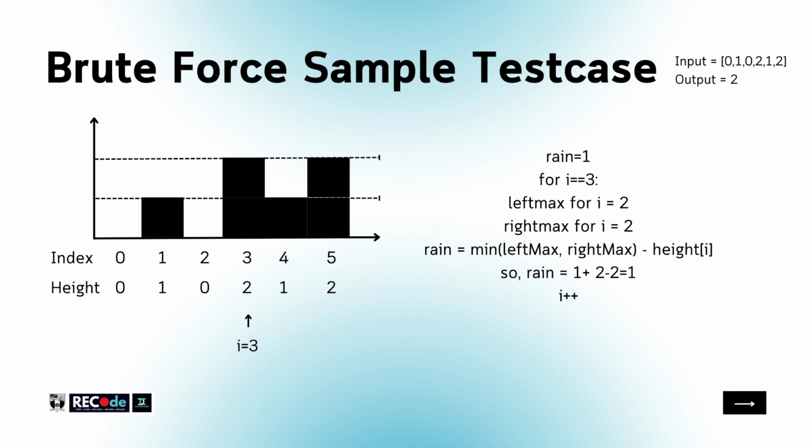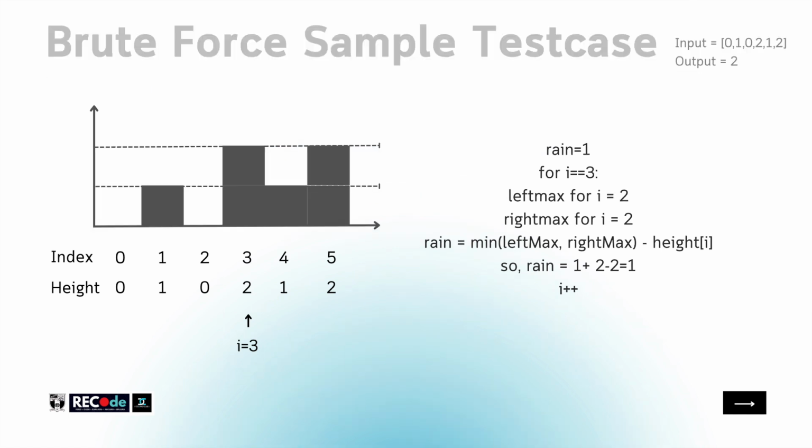Now rain's value is 1. For I equals 3, after incrementing I's value, we are now at index I equals 3. For this, left max is 2 and right max is also 2. We now calculate rain's value, which is minimum of left and right max, which is 2, minus height of I, which is 2. So you have 1 plus 2 minus 2, which gives us 1, and increment I.